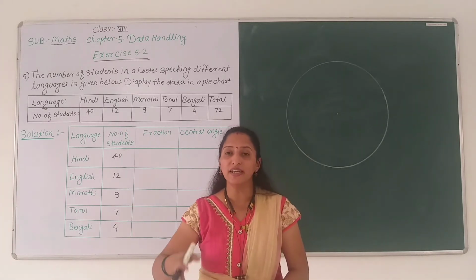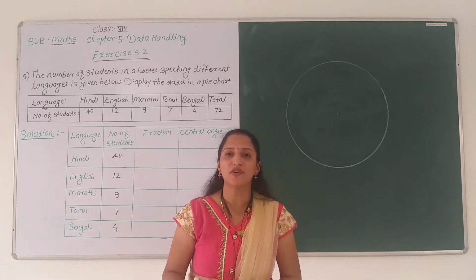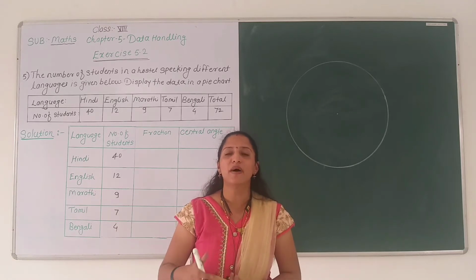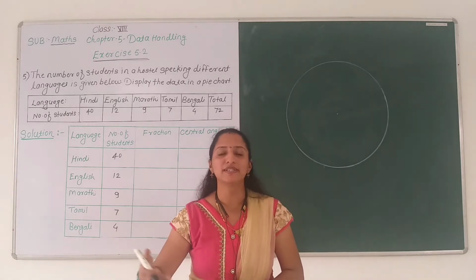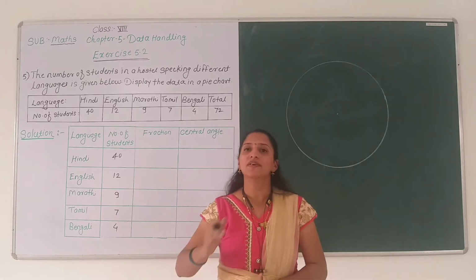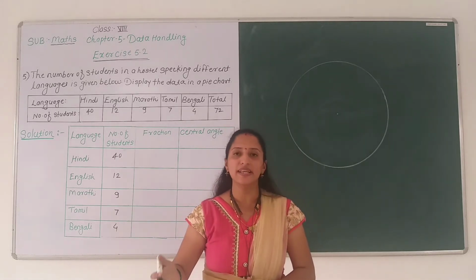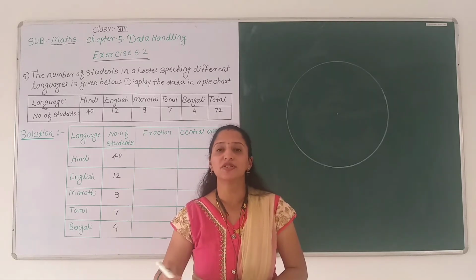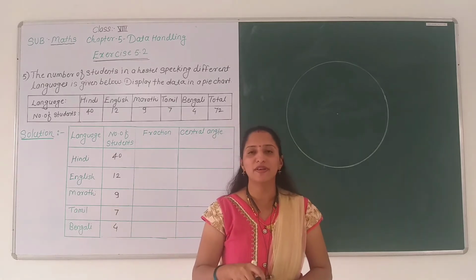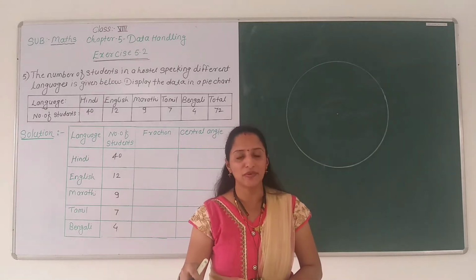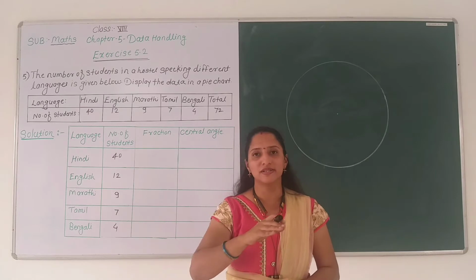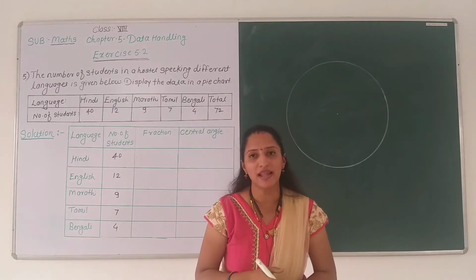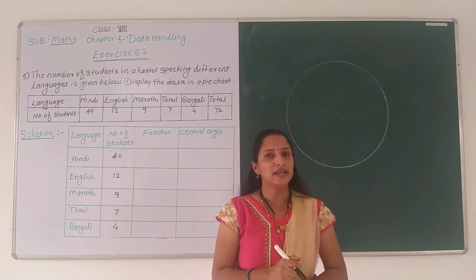The circle is divided into parts or sectors. Each part is called a sector, and the width of that sector depends on, or is proportional to, the information it represents. We have learned all this concept in our live session. So let us start.